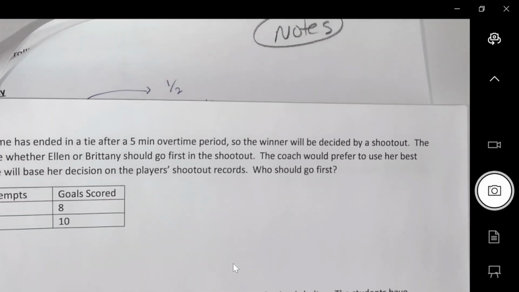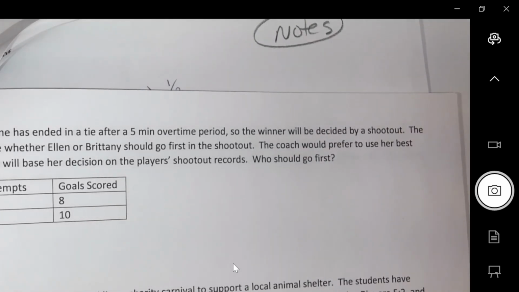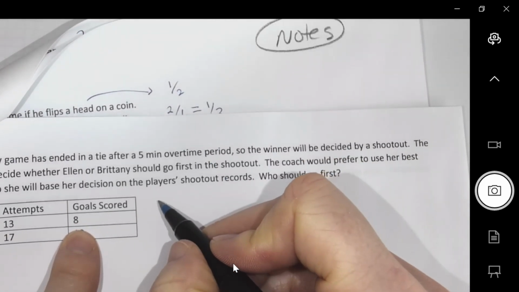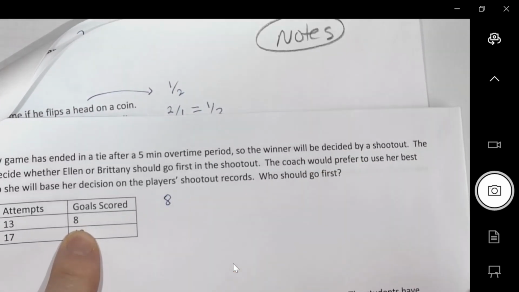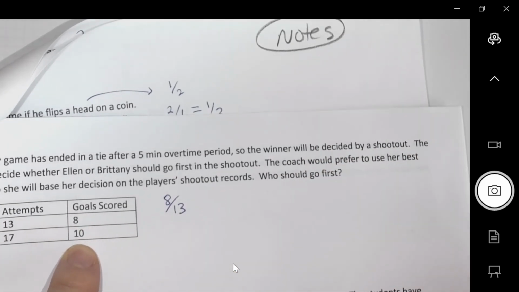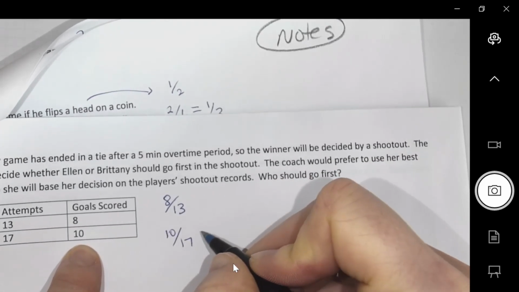Okay, so a hockey game ended in a tie. They have to do a shootout. The coach is trying to pick Ellen or Brittany to do the first shot. The coach prefers to use her best scorer first. So who should go first? Okay, so Ellen scored 8 out of 13. And Brittany scored 10 out of 17.